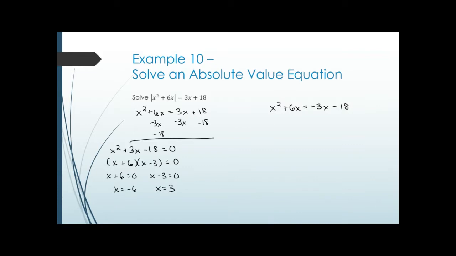Now, I need to check these answers. So I'm going to first start with negative 6. So in the absolute value, I'm actually going to run out of room here. I'm going to need another slide.